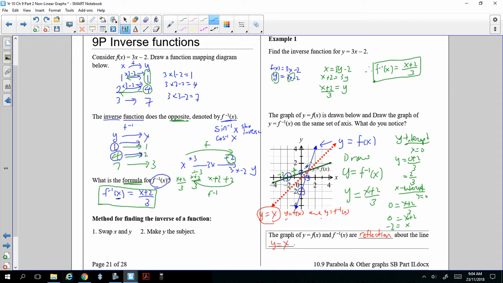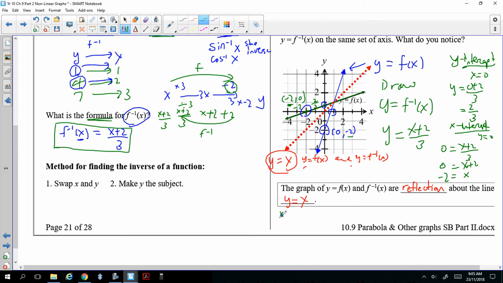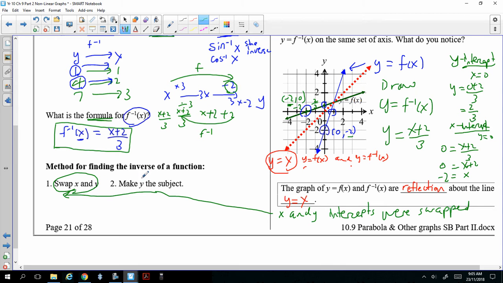So let's write this down. The diagram gets a bit cluttered. So see this coordinate, which is (0, -2), and on the inverse, it's (-2, 0). And that's because the x and y have been swapped, right? Therefore, the x and y intercepts get swapped. So we can say x and y intercepts were swapped simply because we swap x and y in the process of finding the inverse, right? Due to swapping x and y, so anything true for x is true for y. So we got this. Yep.